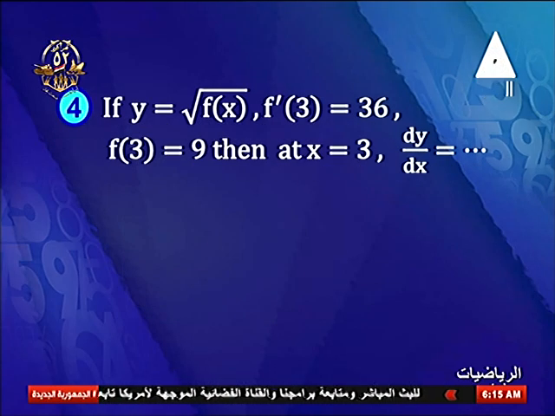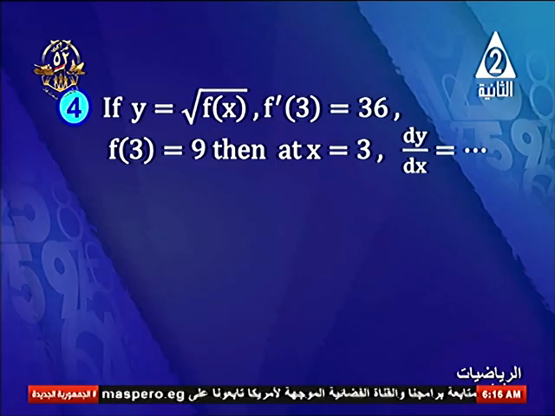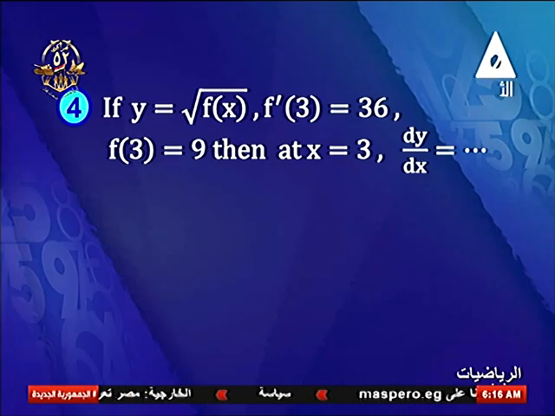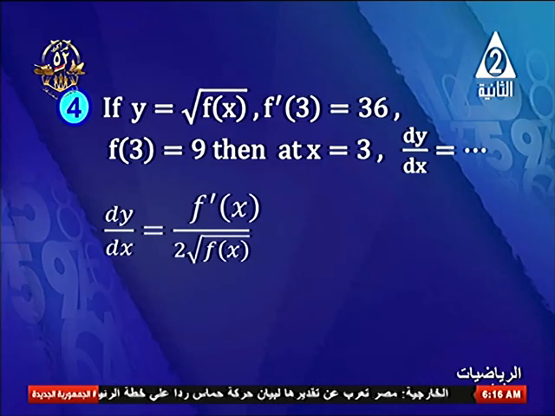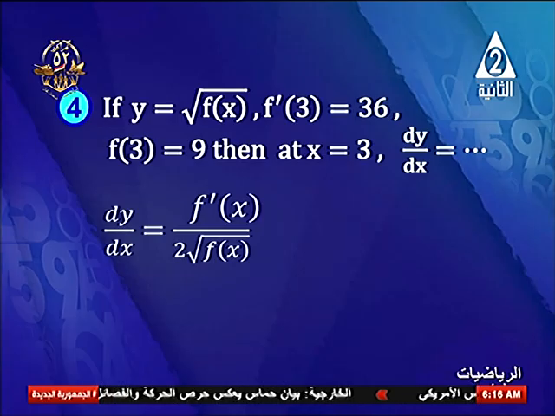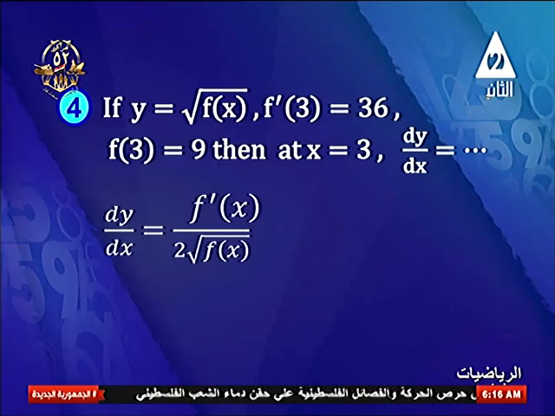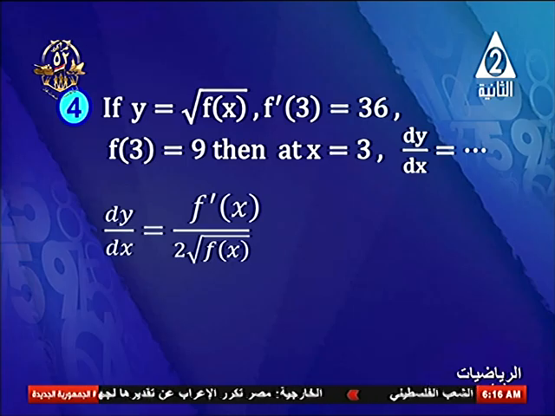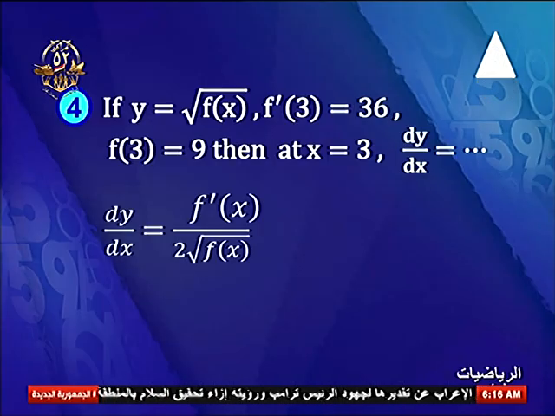Before we choose the correct answer, look: y equals square root of f of x, f dash of 3 equals 36 is given, and f of 3 equals 9. Look at the left hand side, dy over dx. What is the derivative of a square root? 1 over 2 root multiplied by f dash of x. This is the rule of differentiation of a square root. For any square root, what is the differentiation? 1 over 2 square root multiplied by, in the numerator, the differentiation of what is under the square root.